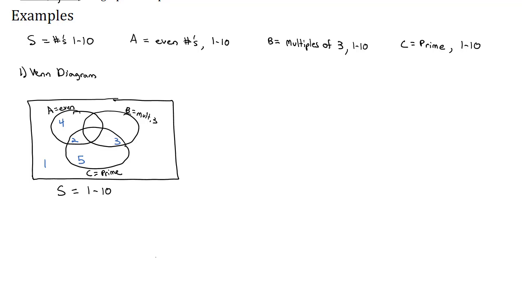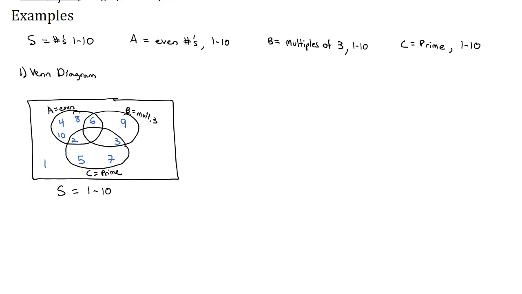6 is a multiple of 3, and it's even. 7 is prime, but not a multiple of 3, and not even. 8 is even. It's not a multiple of 3, and it's not prime. 9 is a multiple of 3 that's not even, and it's not prime. And 10 is even, but not prime, and not a multiple of 3.